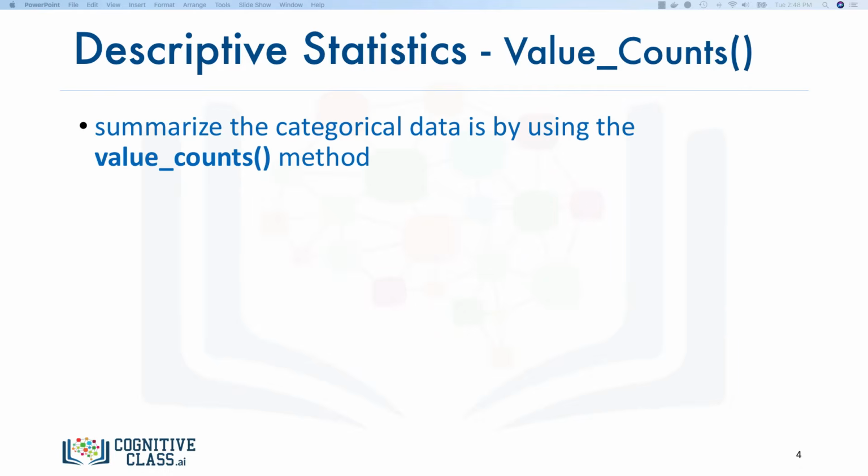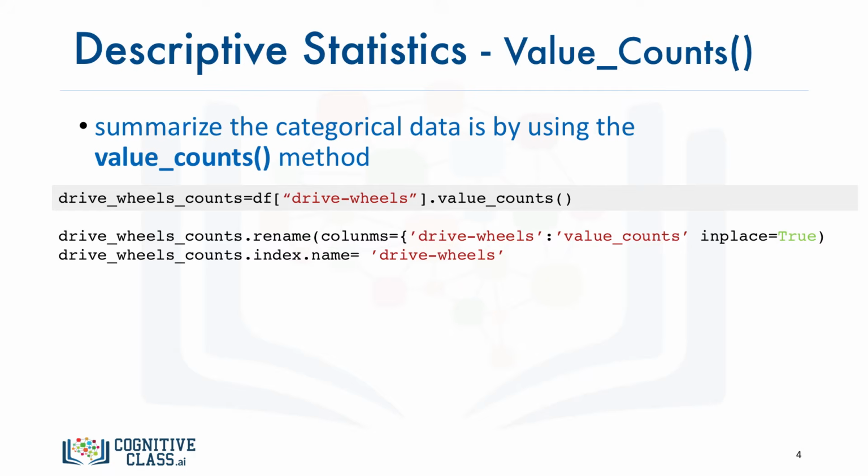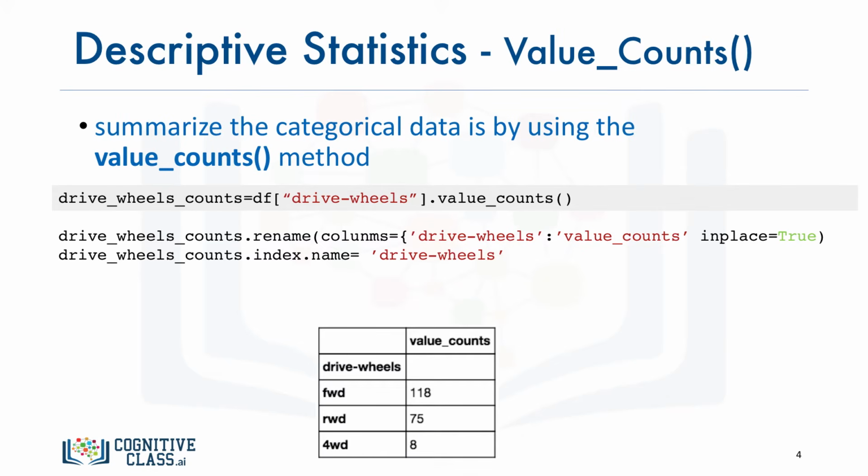You could also have categorical variables in your data set. These are variables that can be divided up into different categories or groups and have discrete values. For example, in our data set we have the drive system as a categorical variable, which consists of the categories front-wheel drive, rear-wheel drive, and four-wheel drive. One way you can summarize the categorical data is by using the function value_counts. We can change the name of the column to make it easier to read. We see that we have 118 cars in the front-wheel drive category, 75 cars in the rear-wheel drive category, and 8 cars in the four-wheel drive category.